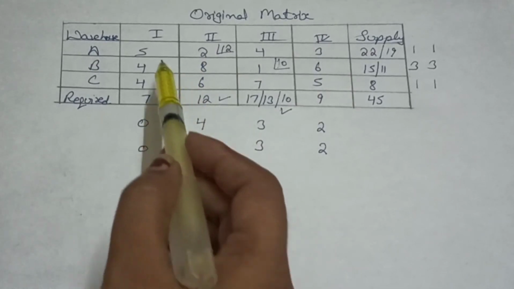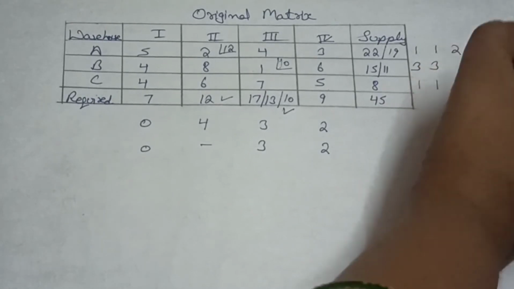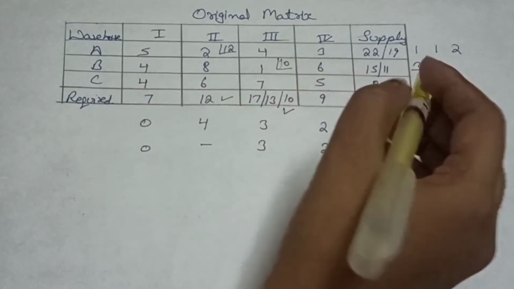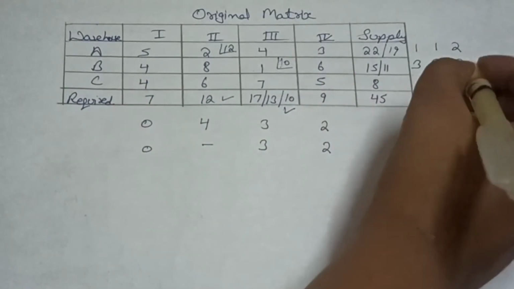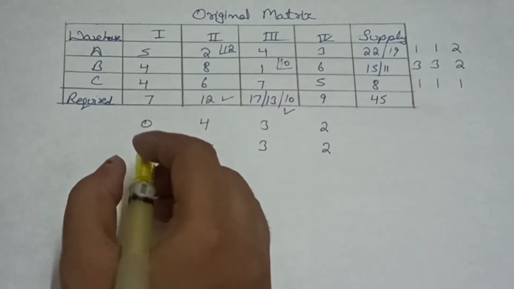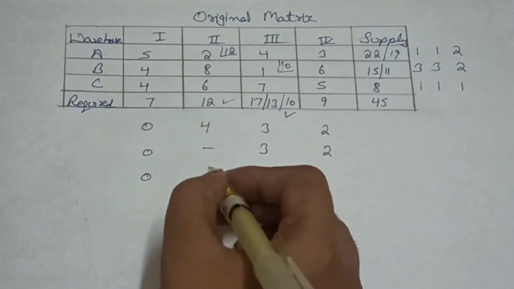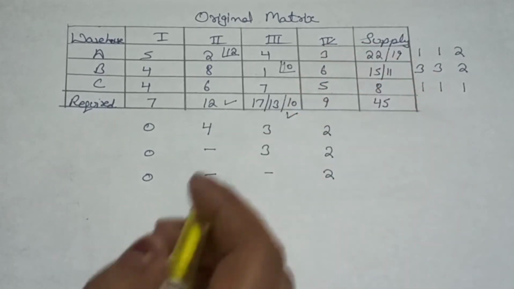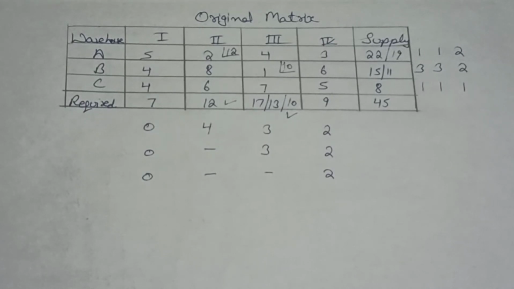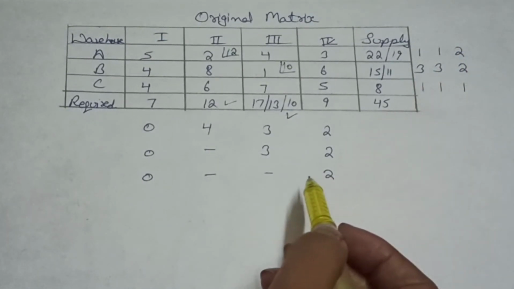Now we will repeat the same process. Here we have 5, here we have 3, and the difference is 2. Here we have 4, here we have 6, and the difference is 2. Here we have 4 and here we have 5, and the difference is 1. Here we have 0 because 4 minus 4 is equal to 0. And here the difference is 2. 3 minus 5 is equal to 2. So students, you can see our maximum penalty is 2. Here, here and here. These are our maximum penalties.